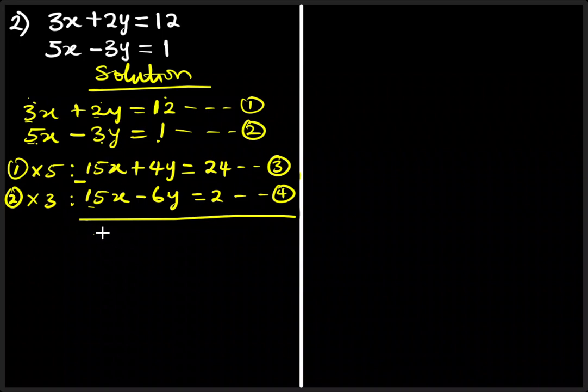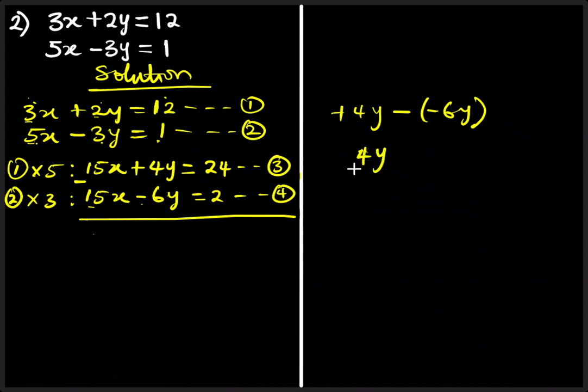15x minus 15x will give us 0, and that will be gone. Now we must take note of the signs here. This is plus 4y, the minus here, and then our minus 6y here. You must take note of that. Alright, so let's see, that will give us what? That will give us 4y. Oh, I'm sorry, this shouldn't be 4y.